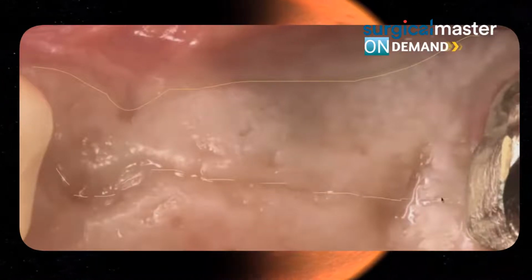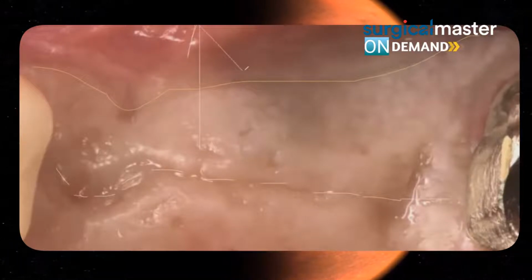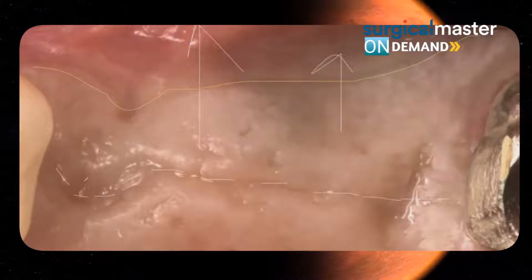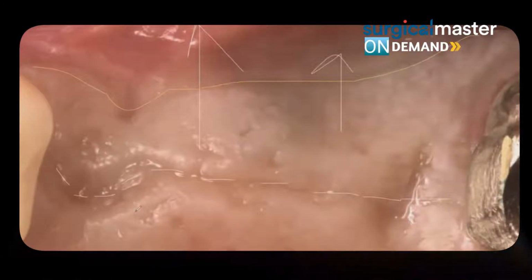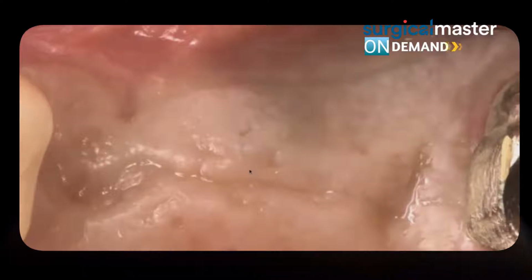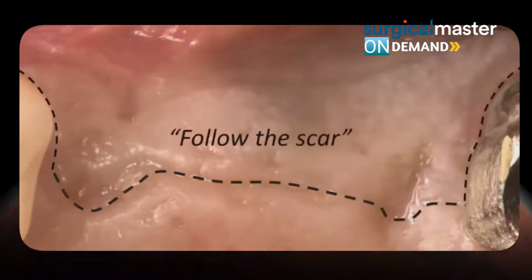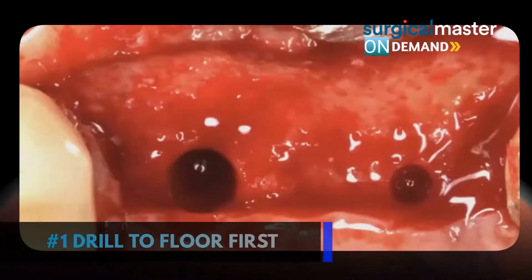I would follow the scar and reflect a full thickness flap to the buccal, so I have a visualization of the bone. Maybe I could have done a flapless approach, but if you want to be safe, a flap design, a crestal incision following the scar is not a bad thing to do. And here it is. Here's your flap design. Okay, so follow the scar.